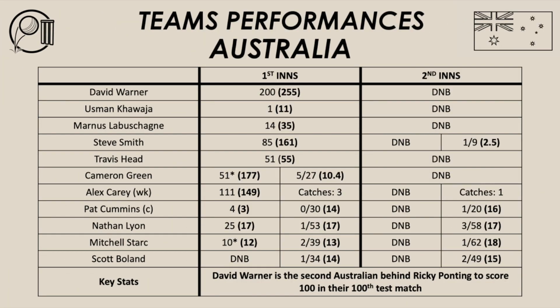Let's have a look at both teams' performances in this second test at the MCG with both bat and ball. We'll start with Australia and their batters. Warner 200, Khawaja 1, Labuschagne 14, Smith 85, Head 51, Green 51 not out, and Carey 111. That's how the Australian batters went about things in this second test with the bat against South Africa at the MCG.